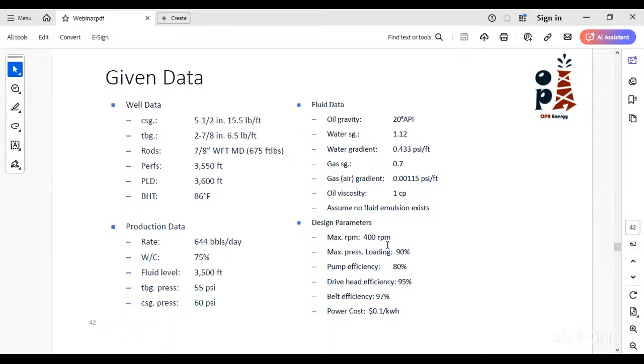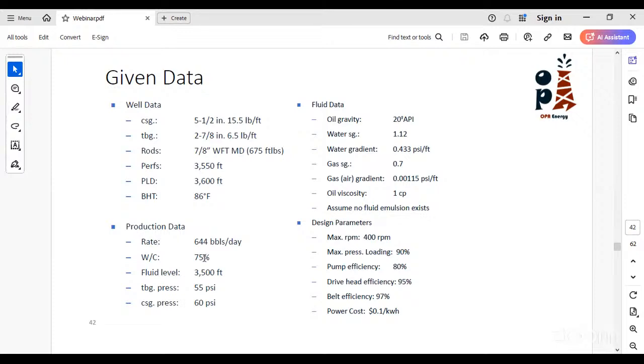This is given data about a well. Well data: casing size is 5.5 inch, tubing 2 7/8. The rods are 7/8. The perfs are at 3,550 feet. The pump setting depth is 3,600 feet. Bottom hole temperature is 86 Fahrenheit. The fluid data: oil gravity is 20 API. Water specific gravity 1.12. Water gradient for this fresh water is 0.43. The gas specific gravity is 0.7. The oil viscosity is 1 centipoise.